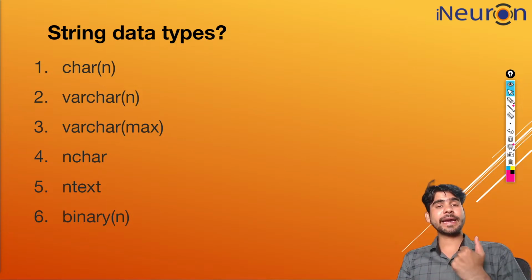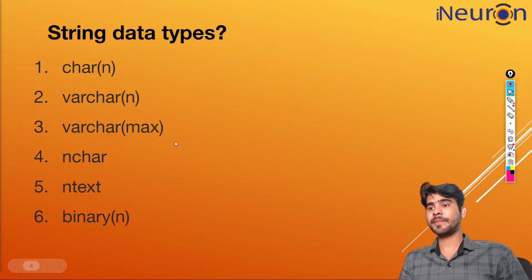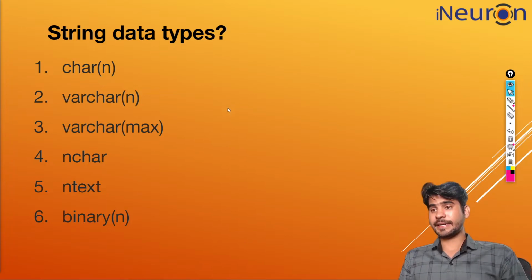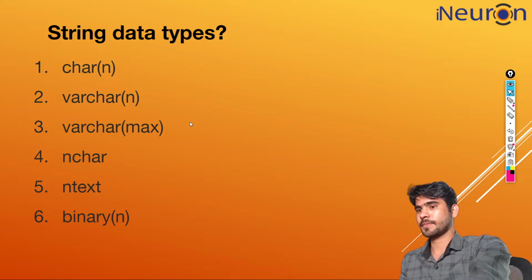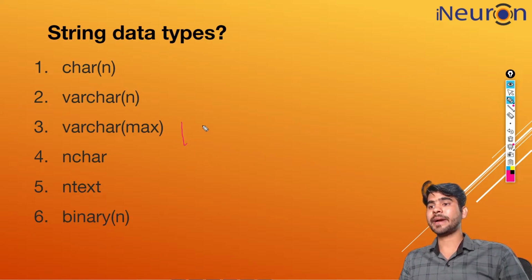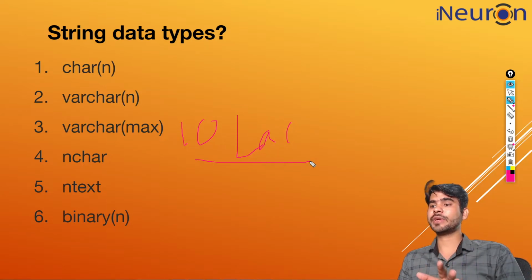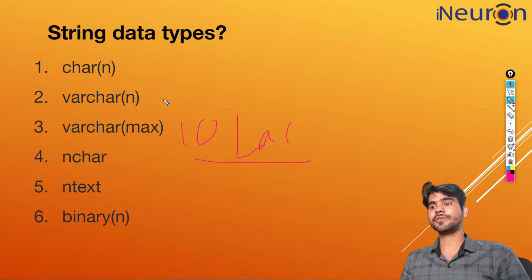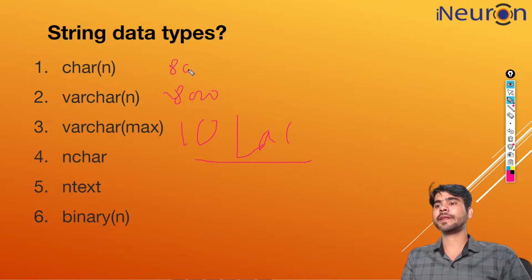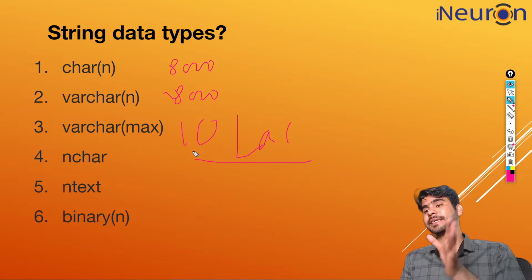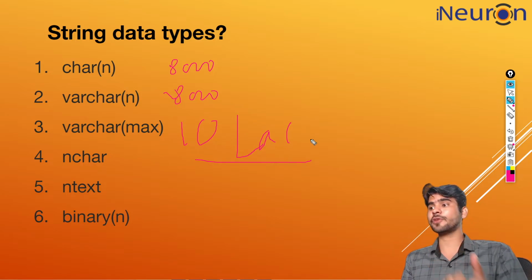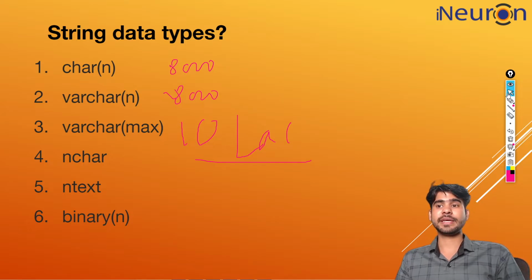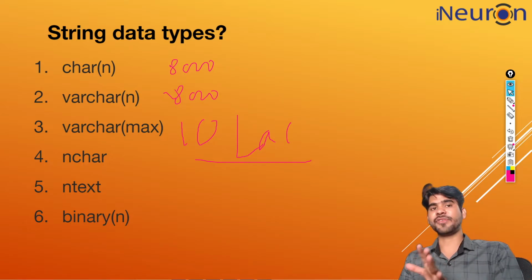Third we have varchar max. It is a variable width character string data type, and you can define the maximum length of, I think, 10 lakh something, sorry. I don't remember the exact value here, but you can define up to 10 lakh. Here you can define up to 8,000, and here you can also define 8,000. But in varchar max you can define 10 lakh something. So varchar max is a variable width character type.